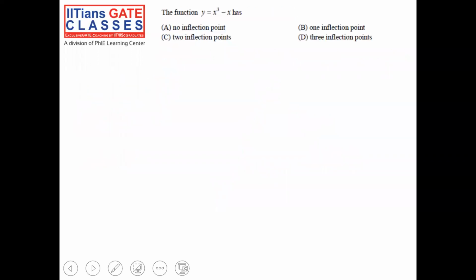Coming towards next question. This question is from the calculus topic where it's related to the maxima and minima. Here they're asking the function y is equal to x cube minus x has how many inflection points.